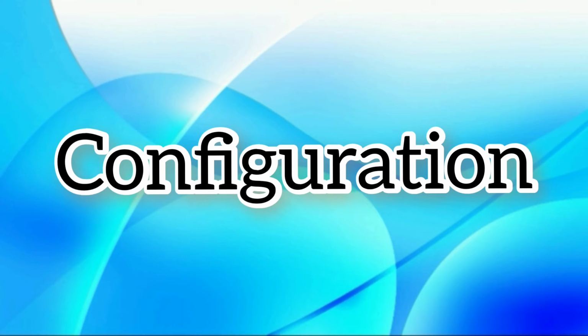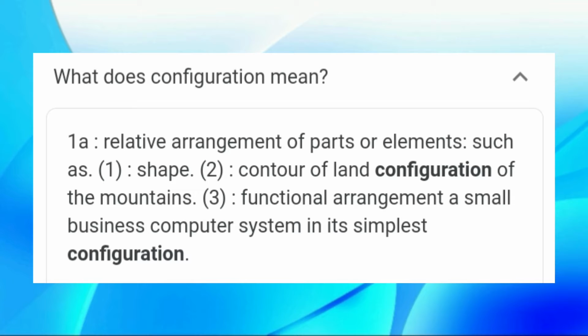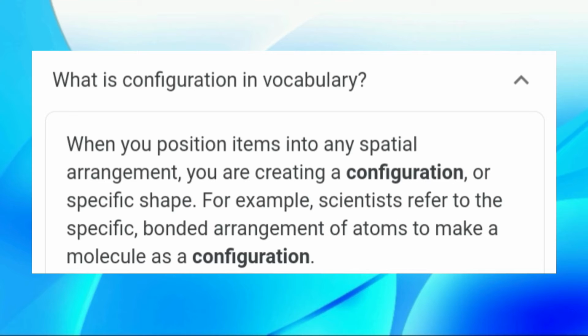So next we have configuration. What is configuration? According to Wikipedia, configuration is the relative arrangement of parts or elements, such as: 1, shape; 2, contour of land, configuration of the mountains; 3, functional arrangement, a small business computer system. In other terms, when you position items into any spatial arrangement, you are creating a configuration or specific shape. For example, scientists refer to the specific bounded arrangement of atoms to make molecules as configuration. So basically, it is from the word itself, figure.